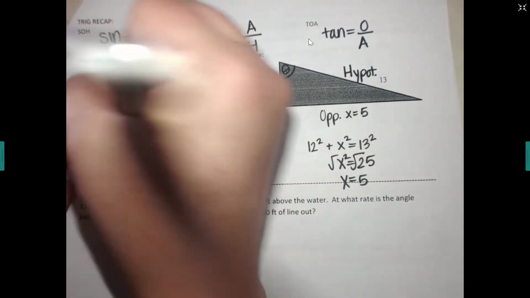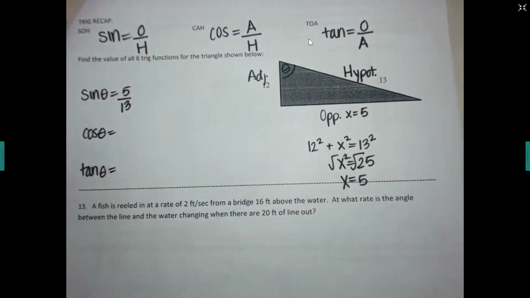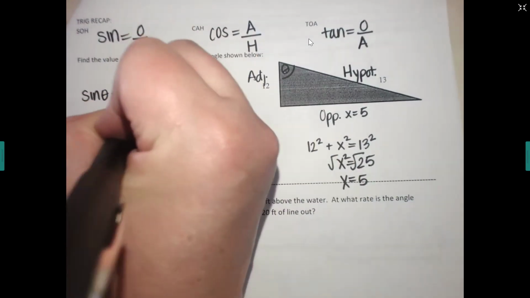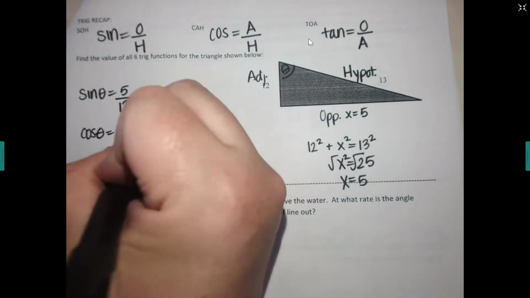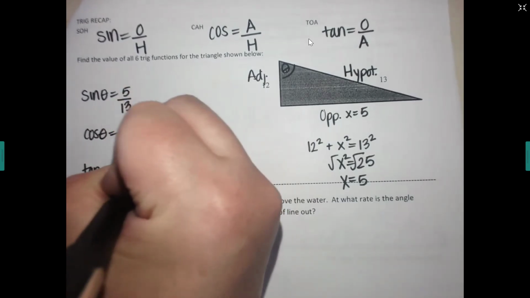Very good. Okay, for cosine, I want A over H because it's CA, so that would be 12 over 13. And then your last one would be tan, which is O over A, so it'd be 5 over 12.